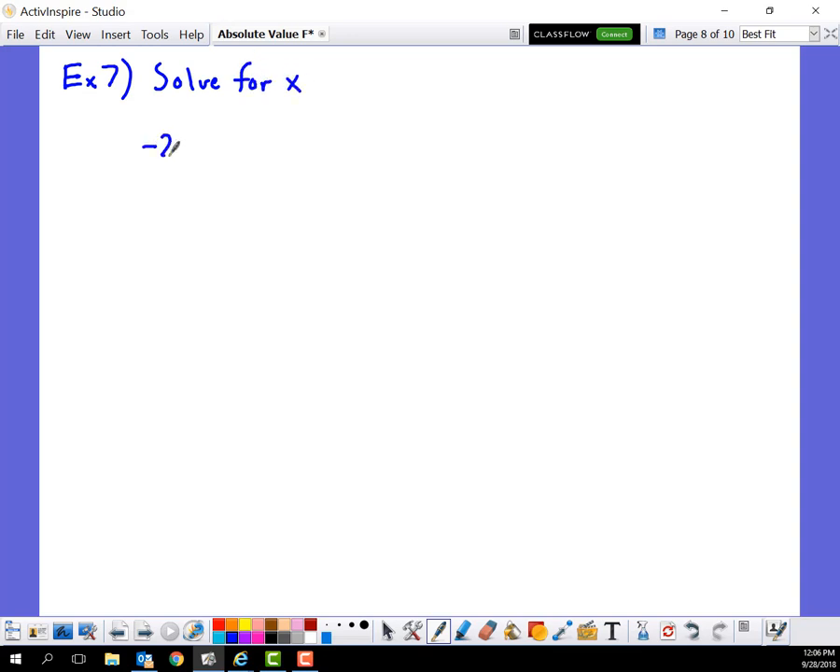So let's go: -2 times the absolute value of x plus 1, minus 1 equals -11. Okay, so we want to go through the process of getting your absolute value isolated. So you want to get this absolute value all by itself. You've got to do two things. You've got to move this -1 over to the other side. So let's do that first. We'll rewrite this as -2 times the absolute value of x plus 1 equals -10.